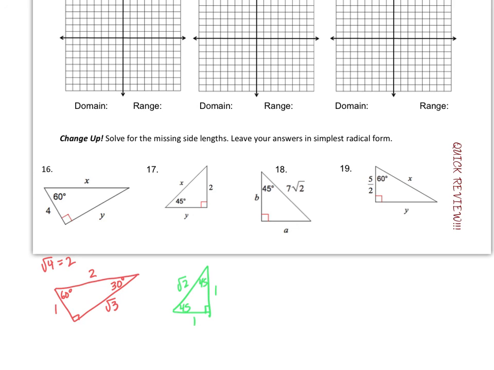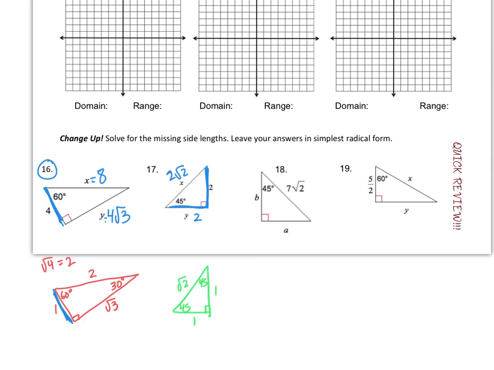So if I look up at number 16, if it's 1 here and then 4 on this piece, these are matching sides. There's a relationship there. What they did was times 4, so I have to do times 4 for all of these. So x must be 8 and y must be 4 square root of 3. Now looking at the 45, if this side is 2, then this side also has to be 2, and then x would have to be 2 square root of 2. Remember when you're multiplying radicals, inside times inside, outside times outside.